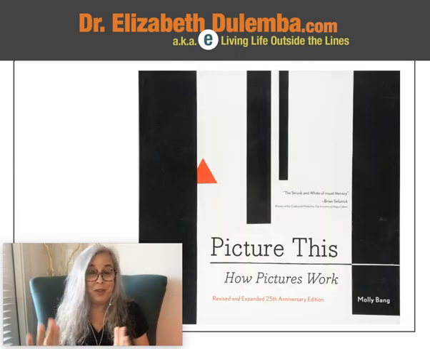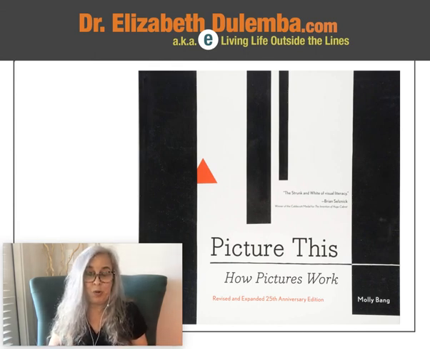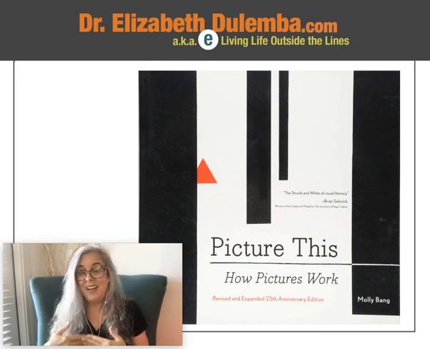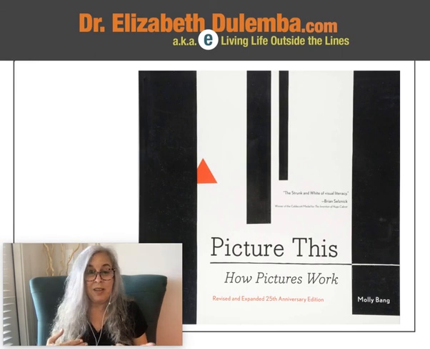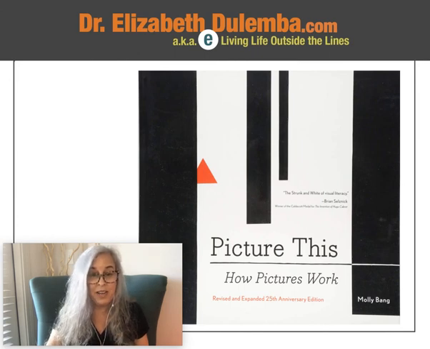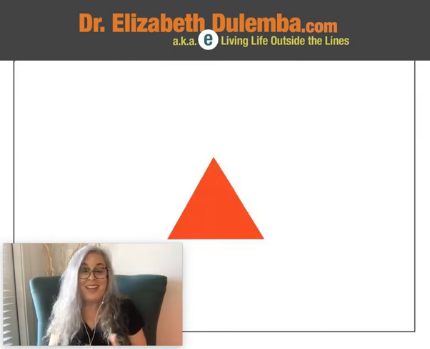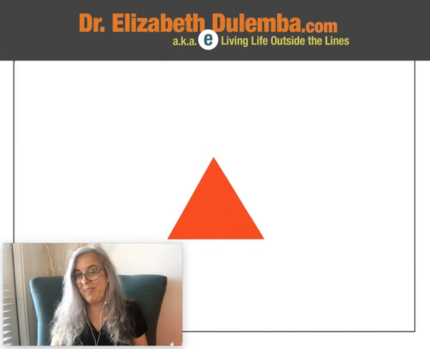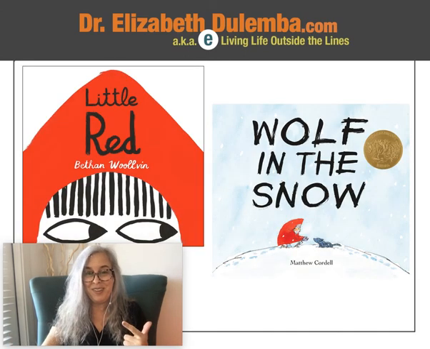Now, I'm just going to point you to a really good resource here. So this is a book called Picture This: How Pictures Work by Molly Bang. I use this all the time in my classes when I teach picture book design at Hollins University. And it's talking about how where we put things on the page really determines how we respond to them. So that little triangle there, that's Little Red Riding Hood. Now, she may not look like much. You might be like, yeah, that's not Little Red. Well, let me show you this.